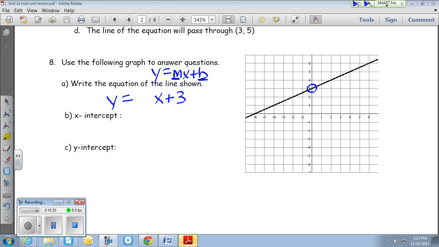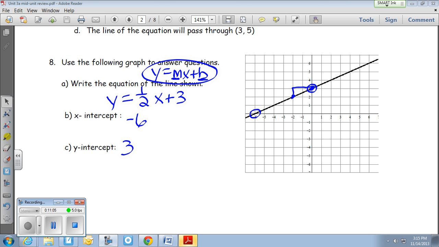I know it is a positive slope, and I'm just going to pick 2 points. I'll just pick this one right here, and then this one right here. So it looks like I'm going up 1 and over 2. So that makes my slope, rise over run, at 1/2. So my equation is y equals 1/2 x plus 3 if I'm following slope-intercept. The x-intercept is where it crosses the x-axis, so that's a -6. The y-intercept, we noted, is at 3.